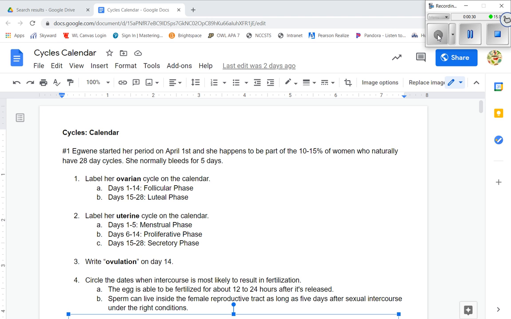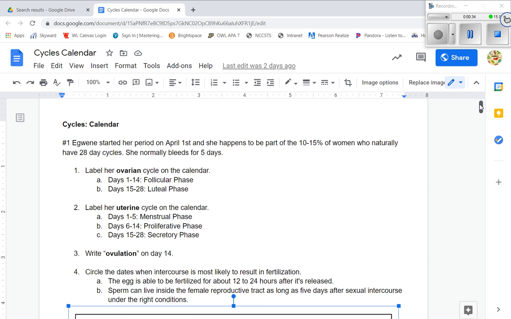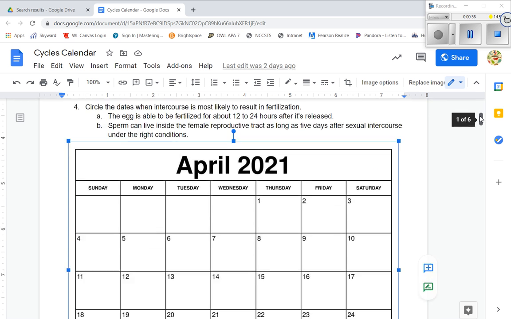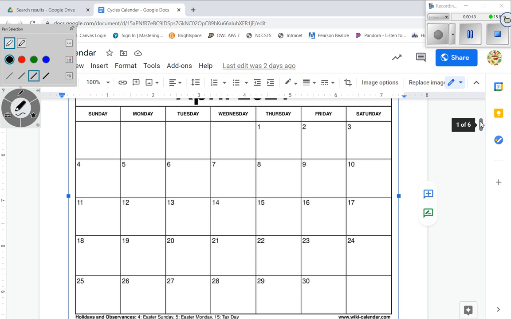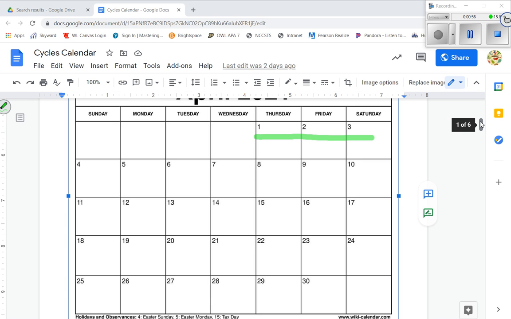So we're going to label her ovarian cycle and her uterine cycle, and I'm going to recommend that you get 5 different colors, like different highlighters, so that we can color coordinate everything and hopefully it makes a little bit more sense. So, starting with the ovarian cycle, phase 1 is the follicular phase, and it lasts for 14 days. She started her period on April 1st, so being really nice with the numbers here, it lasts for 14 days.